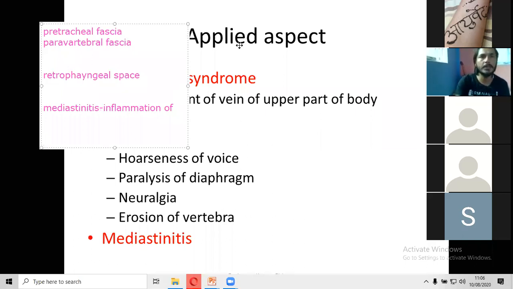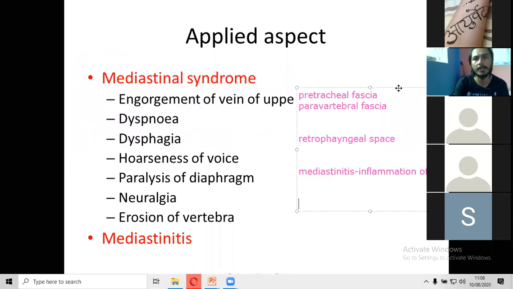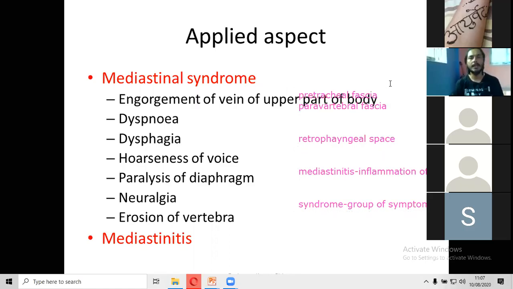Mediastinal syndrome means it is a group of symptoms. Okay, syndrome means group of symptoms. So the mediastinal syndrome arises because the mediastinum is a potential space. There is no free space. This space is occupied by the various structures. You have already seen the content in each mediastinum. So there is no space.